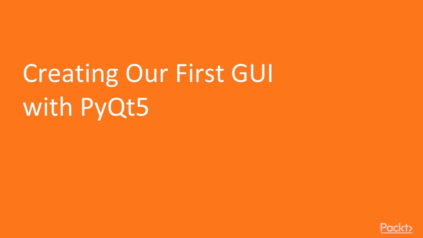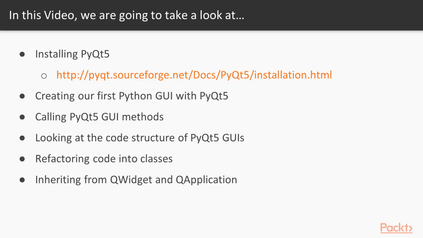In this first video, we will install PyQt5 and create our first GUI wizard. We'll install PyQt5 and there's a URL you can look at. That's the installation documentation. Then once we've successfully installed PyQt5, we will create our first Python GUI wizard, as simple as possible. We will then call PyQt5 GUI methods.